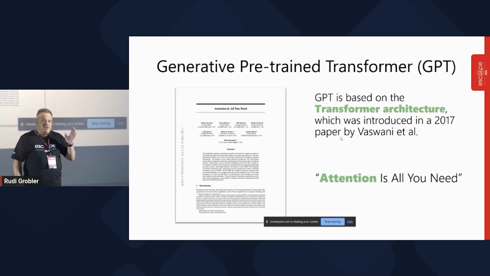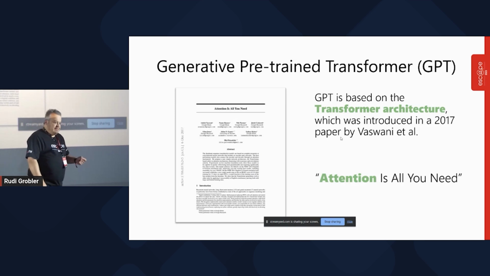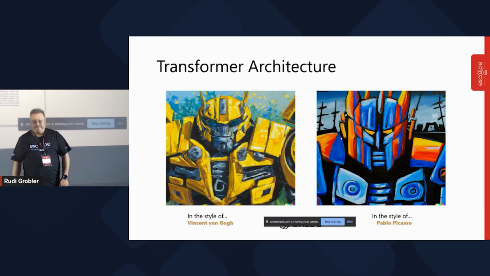The first bit is the generative part. So it's playing in the space of generative AI, which means it's trying to be creative in its essence. The second bit is pre-trained, and it's pre-trained on a massive amount of data. And then the last bit, which is sort of the key to all of this, is the transformer bit, or the transformer architecture. And that is the fundamental shift that has happened in this space.